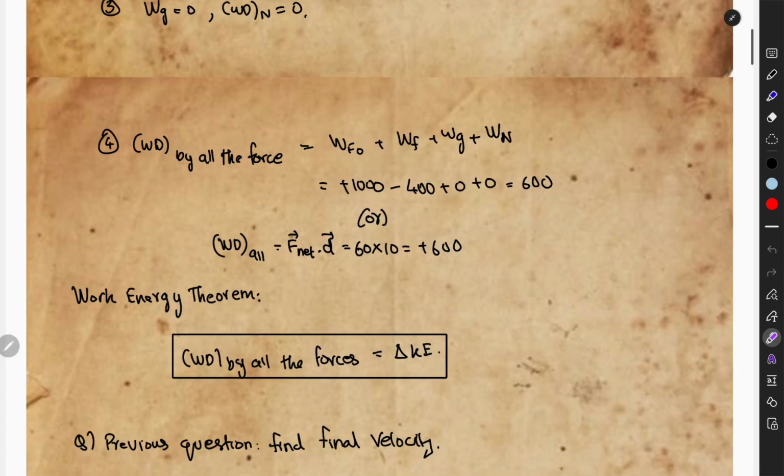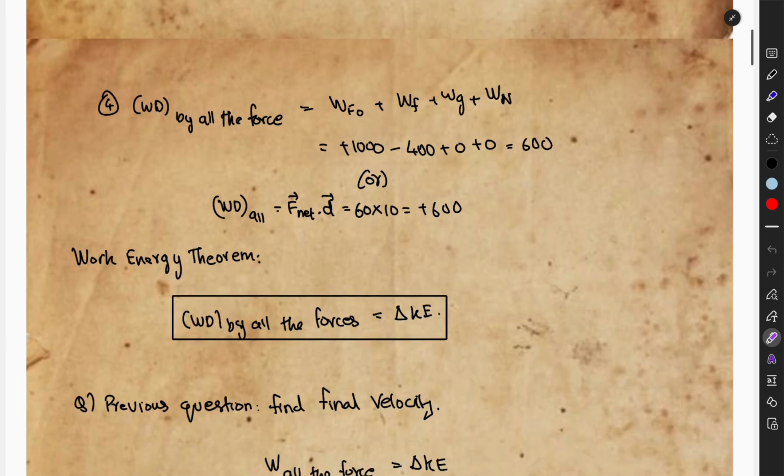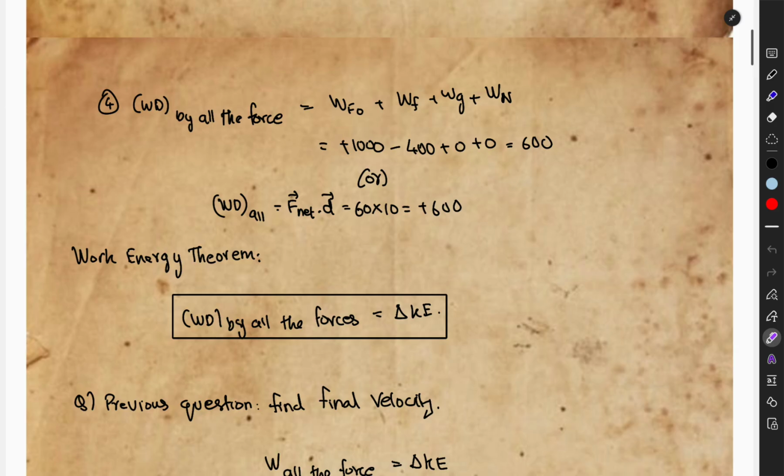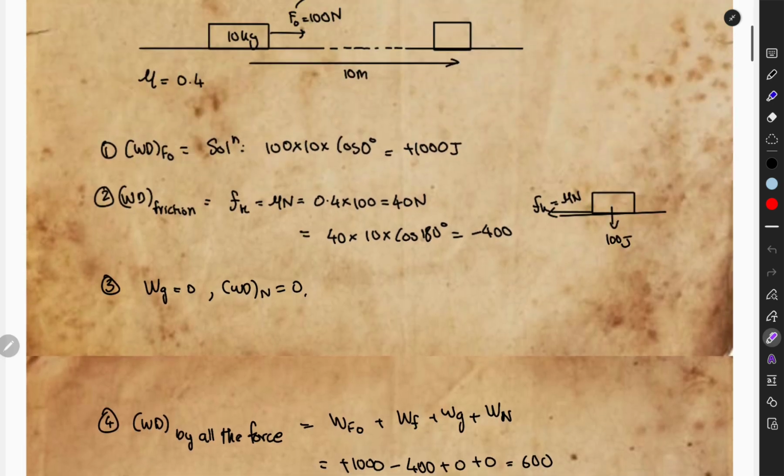So work done by all forces is nothing but the net work done. Simply, it's going to be the sum of every force's work. You can either do it in this way, or we will be learning another way also. You can do it that way if you have all the information related to it, and you can also take F net and multiply it by the distance.